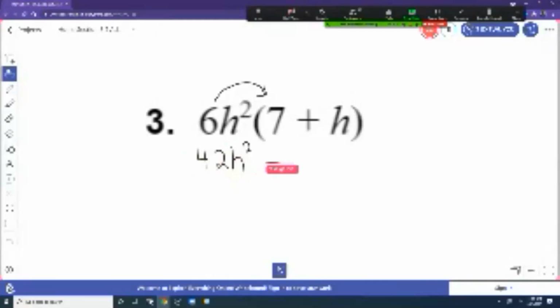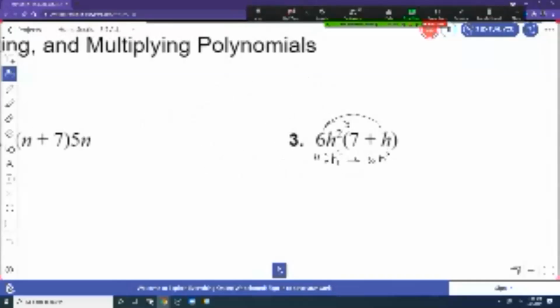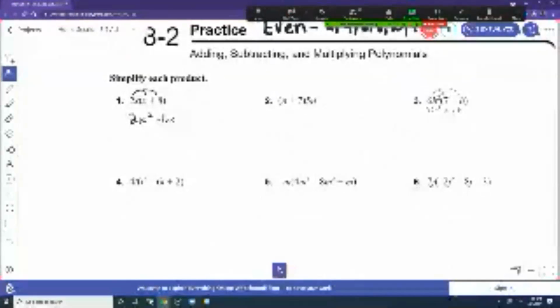H squared plus, and I think it was Alyssa that said distribute. Yep, there's a distributive property. 6h squared times h. What is that going to be? That's right, 6h cubed. Okay. Does anybody have any questions on number 3? I'm going to go on. So we just finished doing number 1, number 3. Let's go to 5.